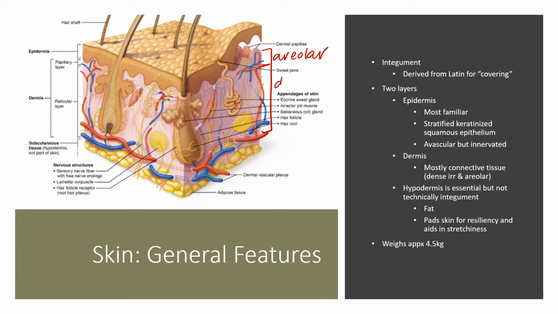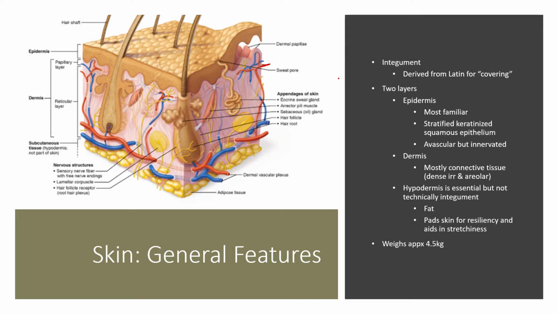And just deep to it, you have the dense irregular connective tissue. That's effectively the same type of tissue as areolar connective tissue, but it's a lot more densely packed with those fibers, so you don't have as much room for cells. There's not quite as much ground substance here as with the areolar layer.